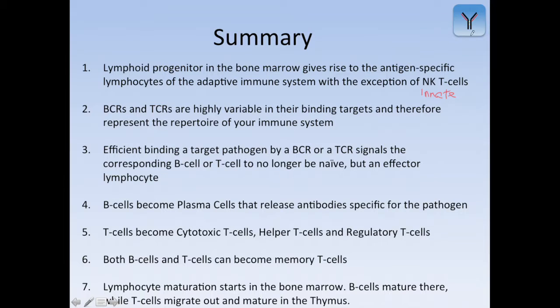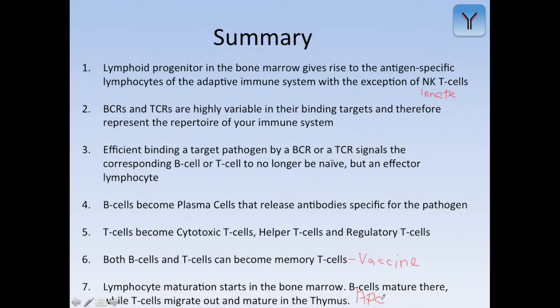For example, the logo of Epitope Immunobiology is an antibody. T cells become cytotoxic T cells, helper T cells, or regulatory T cells. Both B cells and T cells become memory cells. This is the basis of vaccines, and also why you wouldn't get sick from the same virus again unless it mutated. Lymphocyte maturation starts in the bone marrow. B cells mature there while T cells migrate out and mature in the thymus, through antigen presenting cells.